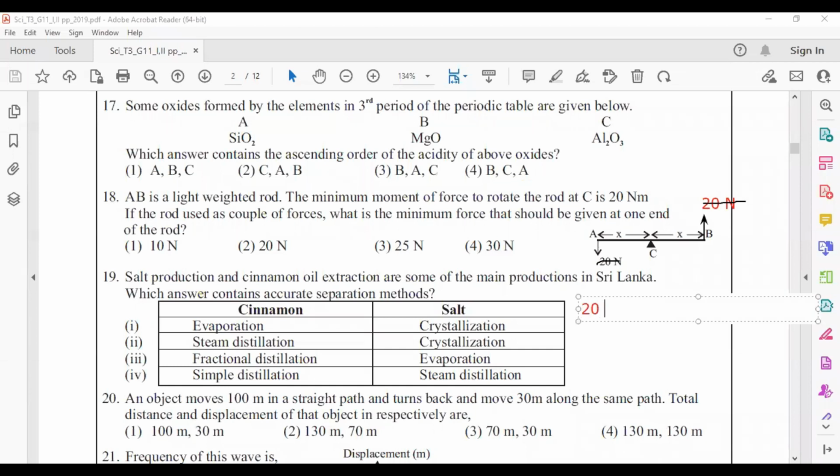Moment equals one force. We will take the force as F. One force should be multiplied by the distance between the two forces, that is 2 meters. Then you can get the answer for F. It is equal to 20 divided by 2.